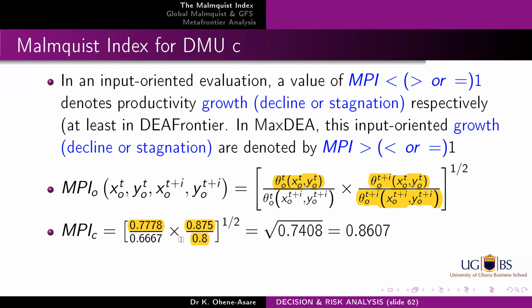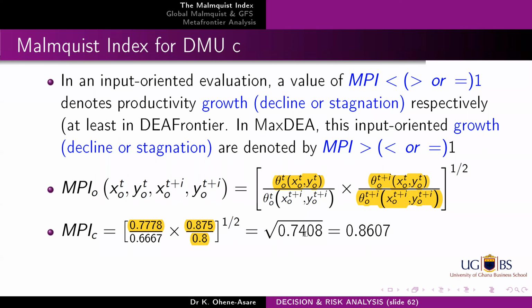So when you take your calculator, you now multiply the top part and then the down part and then divide each one. That will give you this value of 0.74. You take the square root and you get 0.86. What does this 0.86 mean? Well, first of all, it's less than 1. So it means that it is progress for input orientation.